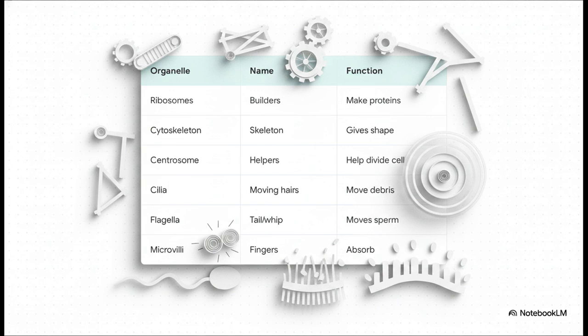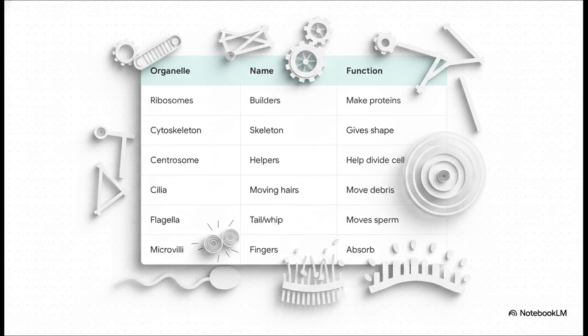Now, while those previous workers had walls, our structural workers are out in the open, but they are just as critical. Ribosomes are those tiny protein builders I just mentioned. Then there's the cytoskeleton. And it's amazing to think that the cytoskeleton isn't just static scaffolding. It's a dynamic, shifting highway system that literally moves things around the cell and gives it its shape. Centrosomes and centrioles? They're highly specialized helpers that only step up when it's time to divide.